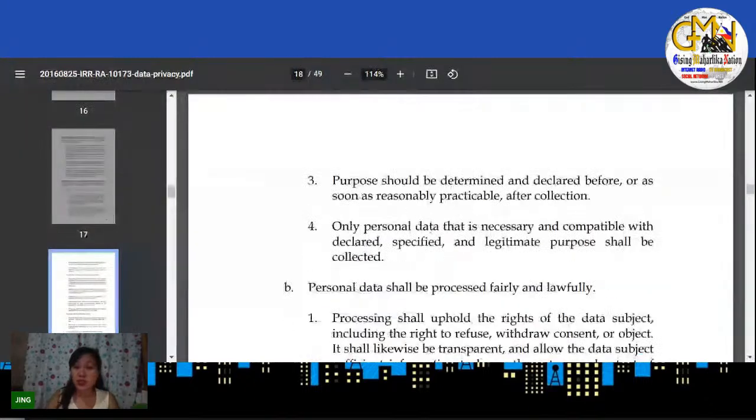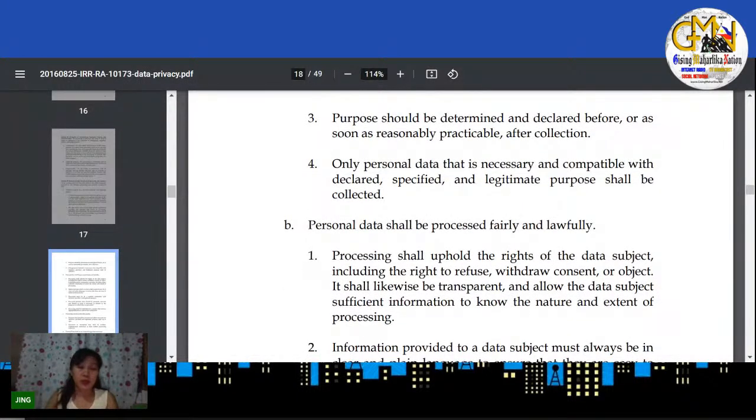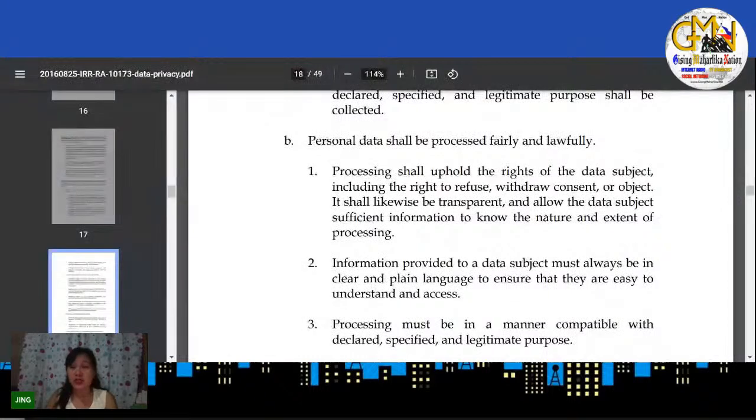Number three, purpose should be determined and declared before or as soon as reasonably practicable after collection. Number four, only personal data that is necessary and compatible with declared, specified, and legitimate purpose shall be collected. Letter B. Personal data shall be processed fairly and lawfully.